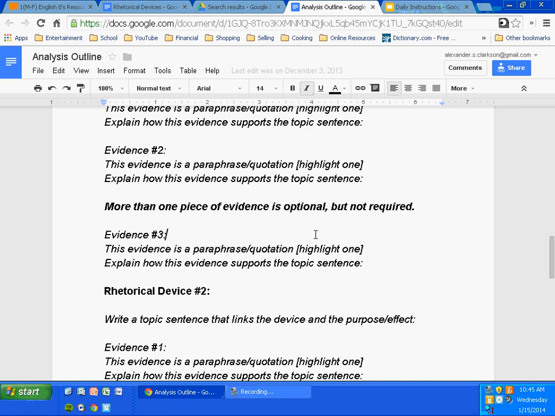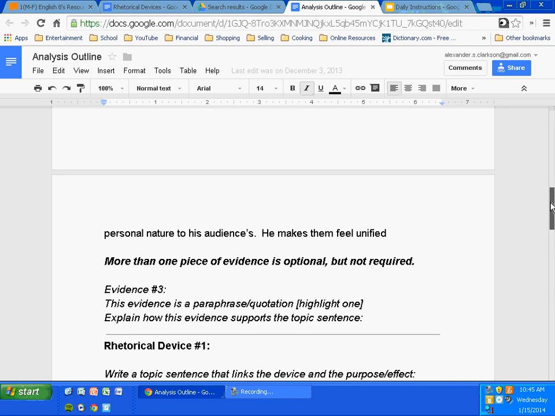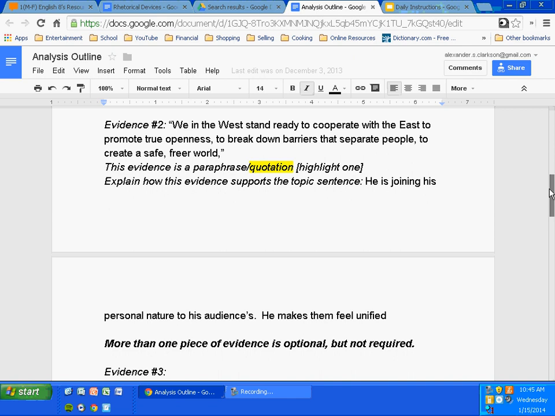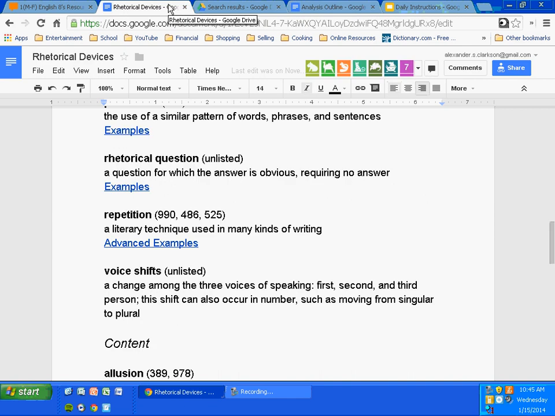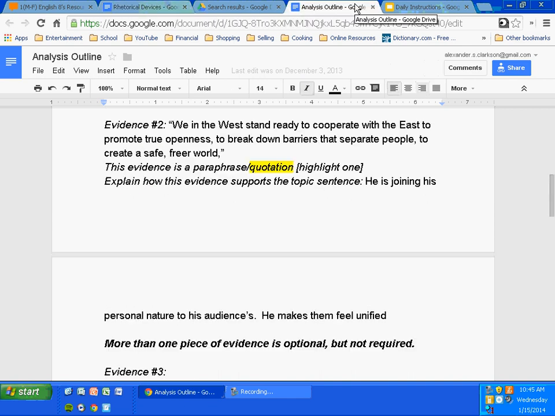What would that do for you? Make it easier to write more sentences. But you're not required to find three pieces of evidence. You're only required to find two. So again, for the next 15 minutes, I'd like you reading your speech, consulting this, and finding examples of rhetorical devices.